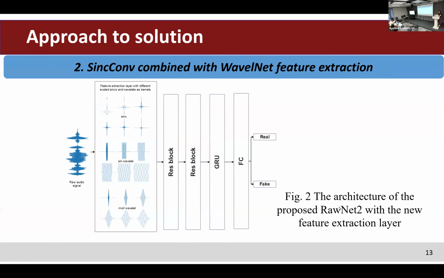Also, a possible solution to improve generalization capabilities is to incorporate wavelet functions into SincConv filters, as demonstrated in Figure 2. This integration aims to enhance RawNet's capacity to distinguish subtle differences between real and fake audio signals. It does so by combining wavelet's variable time-frequency resolution with SincConv's bandpass filtering, leveraging the strengths of both techniques.